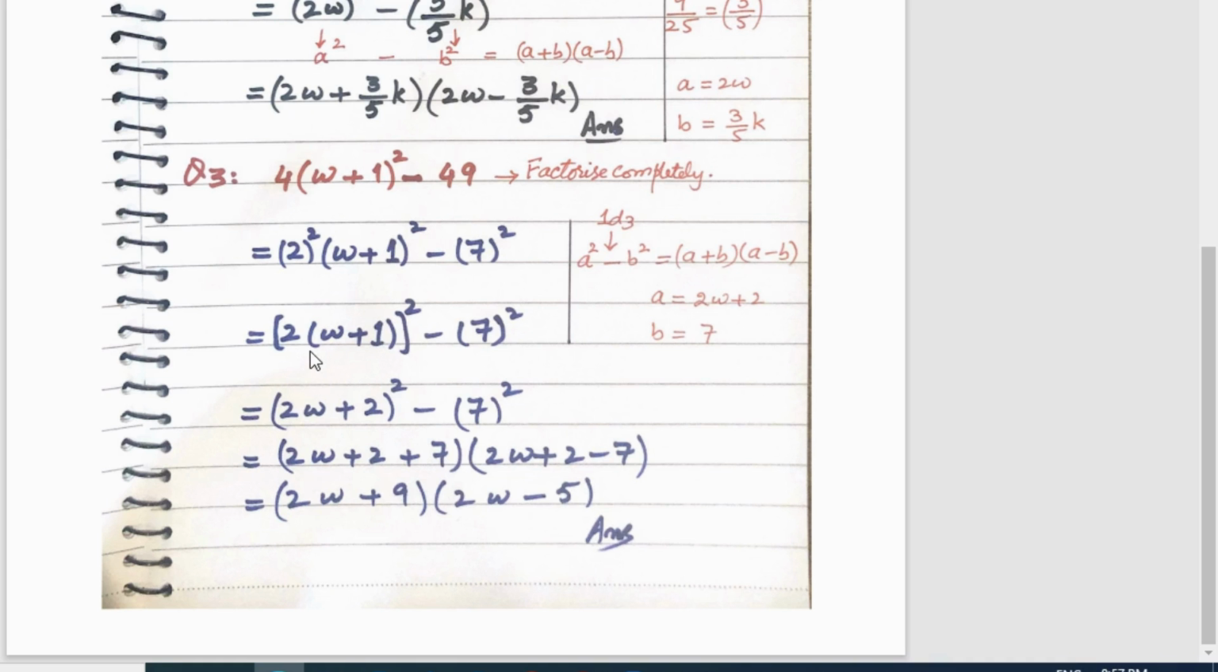So we will multiply 2 with w plus 1. 2w, because 2 is outside the bracket and we have done these multiplications before. So we will multiply 2 with all the numbers inside the bracket. 2w plus 2 multiplied by 1 is 2. We will get this with square. Don't forget to write the square over here. Minus 7 square as it is.